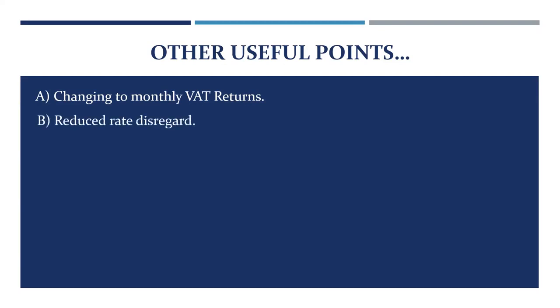The reduced rate, so the 5% zero rate all the way through the chain, is disregarded. It's only charged at 5% at the end. So to the end user, you would charge it at 5% or 8% or 20%, depending on whatever the rate is. Everybody else throughout the chain will charge it at zero rated.